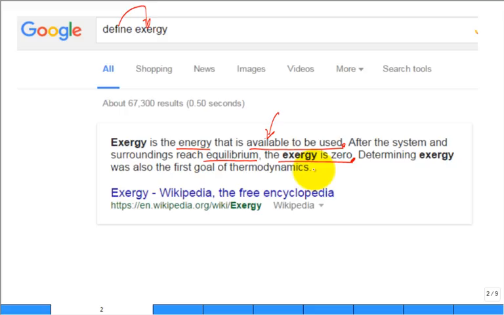Its exergy is zero. All right, the next concept, determining exergy, was also the first goal of thermodynamics. Even though we spend all the time talking about energy, when they started off studying thermodynamics, they said, if I burn this amount of coal, how much work can I do? How much water can I lift, and how high can I lift it? It was really the concept of converting energy into the most useful form to do some work. That was the original concept.